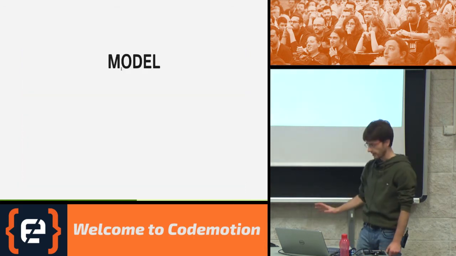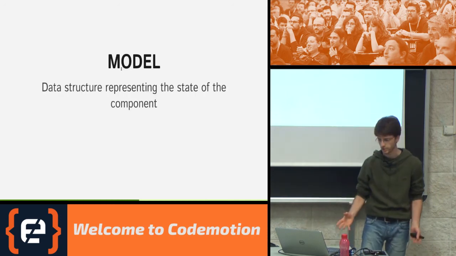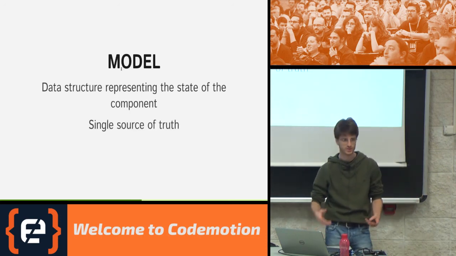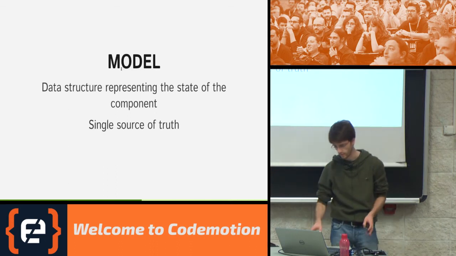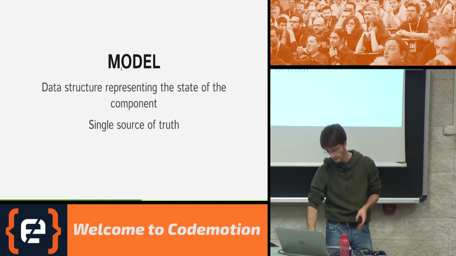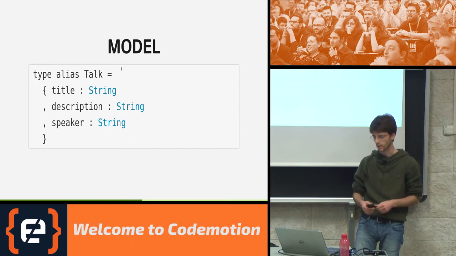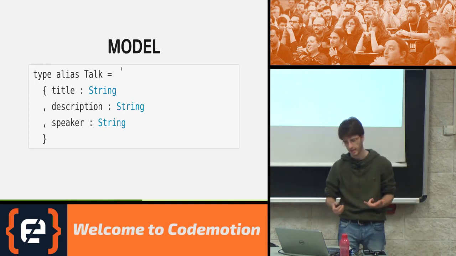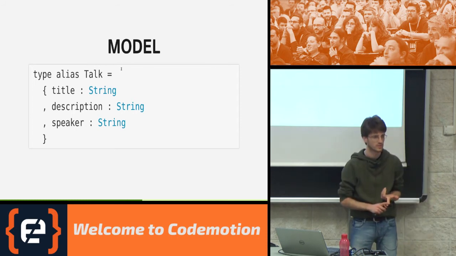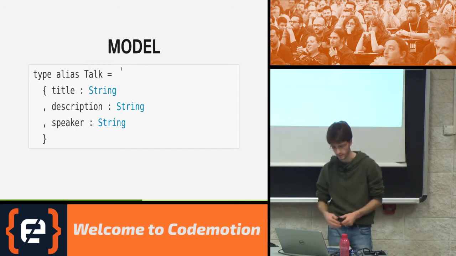But let's go back to the Elm architecture. Regarding the model, it's nothing else than a data structure representing the state of our component. And it's the single source of truth of the component. For example, we were talking about conference talks. If you want to model that, one easy, simplified thing could be to have three strings: one for the title of the talk, one for the description of the talk, and one for the name of the speaker. That could be a representation of the conference talk.